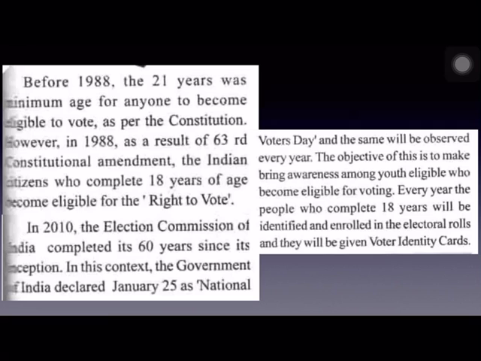And the objective of observing this National Voters' Day is to bring awareness among the youth regarding their eligibility to get the right to vote. If they are eligible, it is their responsibility to get themselves enrolled in the electoral rolls. All those who complete 18 years of age should get themselves enrolled in the electoral rolls. And then they are given voters' identity cards. What is this electoral roll? The list of eligible voters is called the electoral roll.